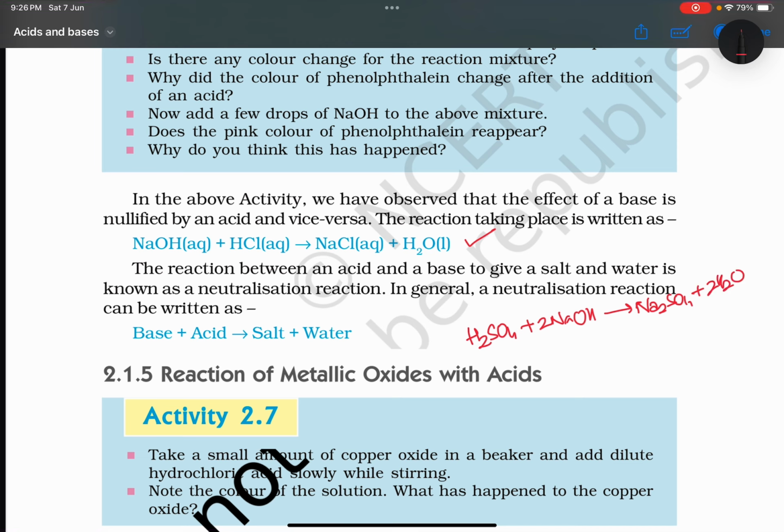Fantastic. If you want some other example, calcium hydroxide, it is a base, plus 2HCl, it is an acid, gives CaCl2 plus 2H2O.